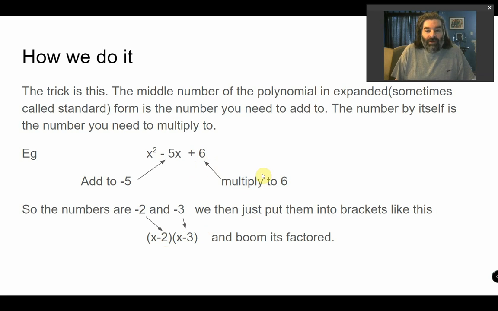Okay? So here's the trick. When you get something like this, this is the number you need to add to. This is the number you need to multiply to. So we know we need numbers that add to minus 5 and multiply to plus 6. So they have to be minus 2 and minus 3, because minus 2 times minus 3 is plus 6, and minus 2 plus minus 3 is minus 5. Then all you do is write it out in brackets like this. x, and then put the minus 2 there. x minus 3. Boom, factored, done. Okay? So that's what factoring is.